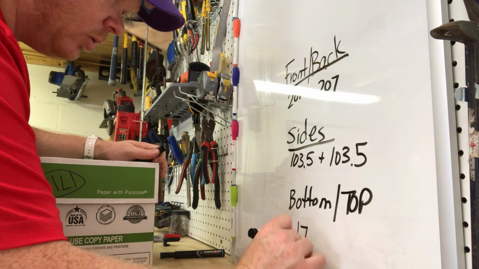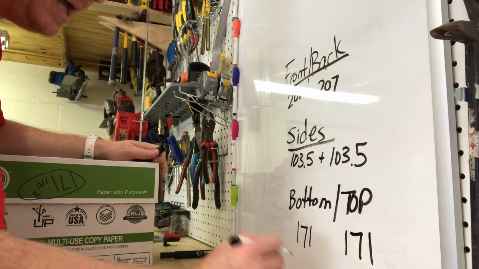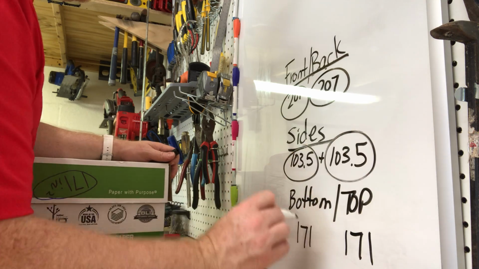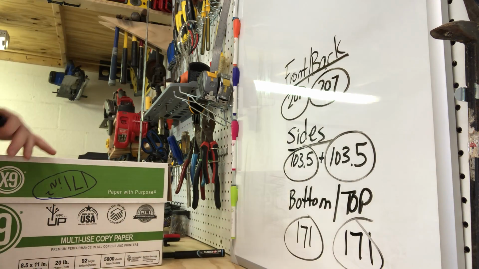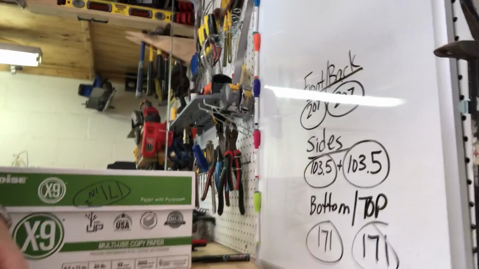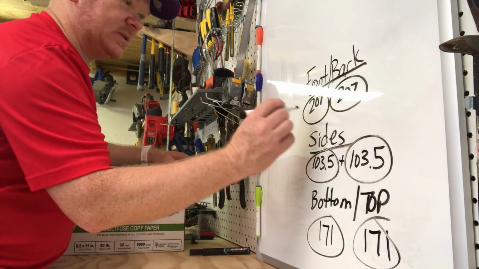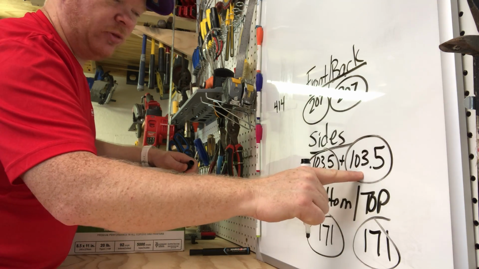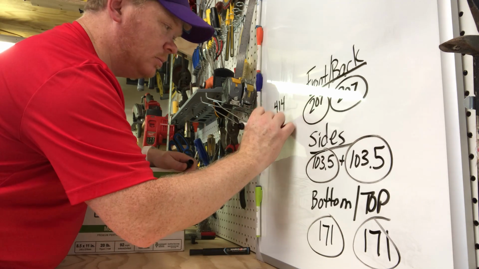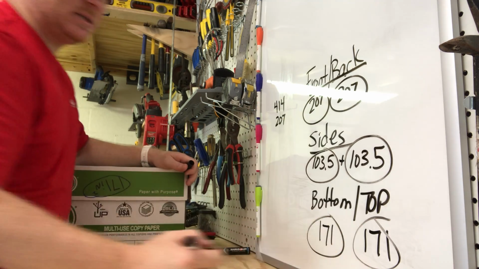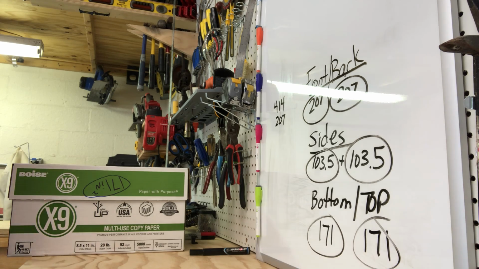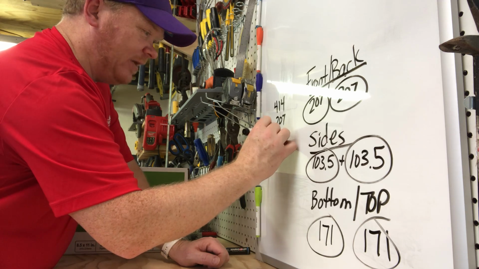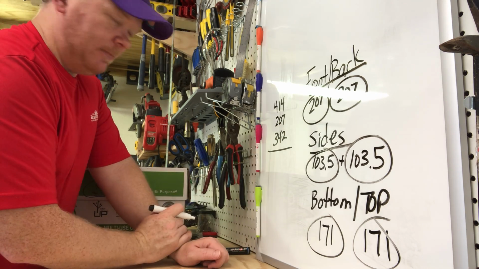And so now, once you've got all 6 sides, right? Once you've got all 6, the front, back, the sides, the top, the bottom, everything, you add them up. So that's what we're going to do. So let's do that. So 207 plus 207 is 414. 103.5 plus 103.5 is going to be 207. 171 plus 171 is going to be 342, I believe. If I did my mental math correct. Yep, I think I did.